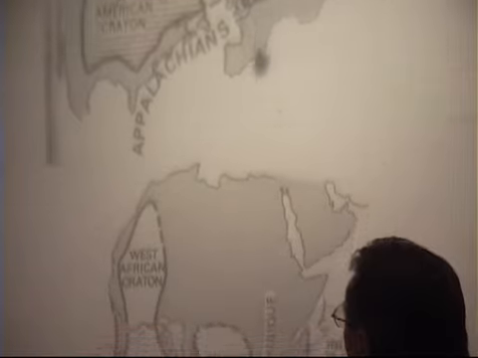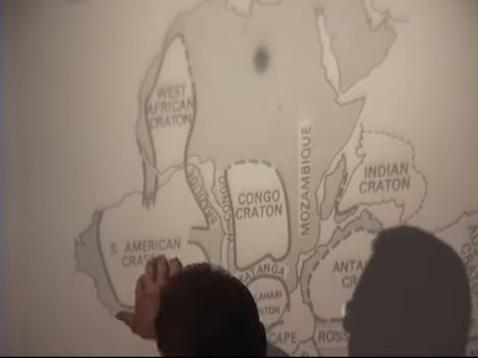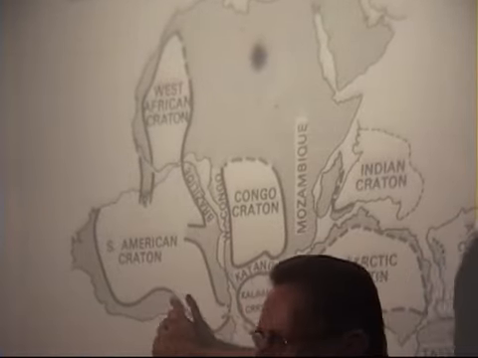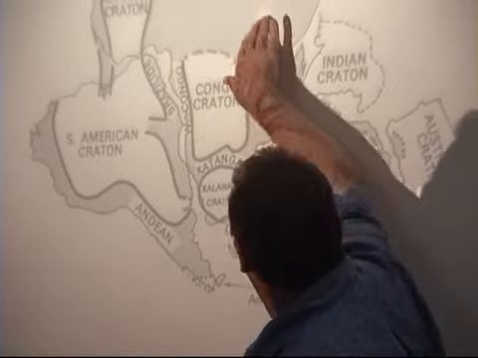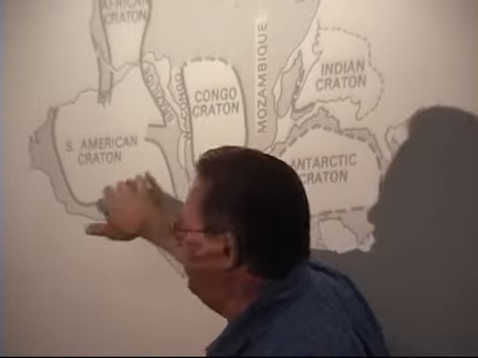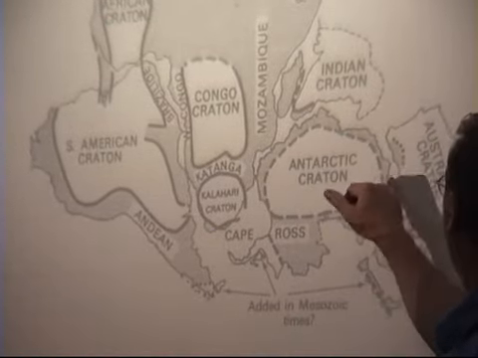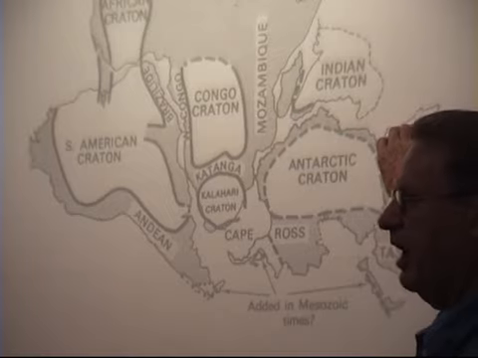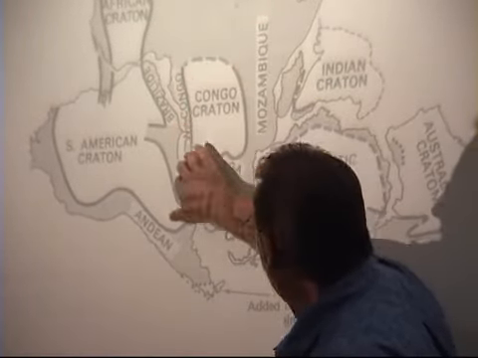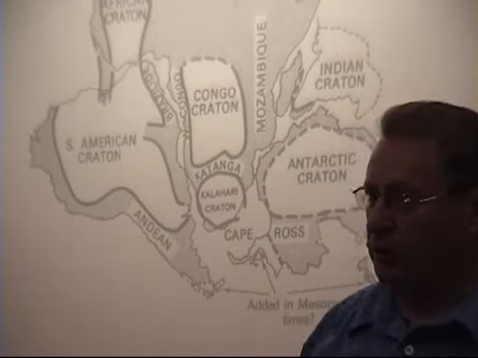What happened at the time of the flood? The sediments were washed off these cratons into the down-warped, stippled areas here. And this is where all the flood sediment can be found. And these areas were then standing high. You have, for example, the West Australian Shield area. That was standing high after the flood. These cratons were standing high after the flood, but these other areas were down-warped and probably covered with a lot of water.